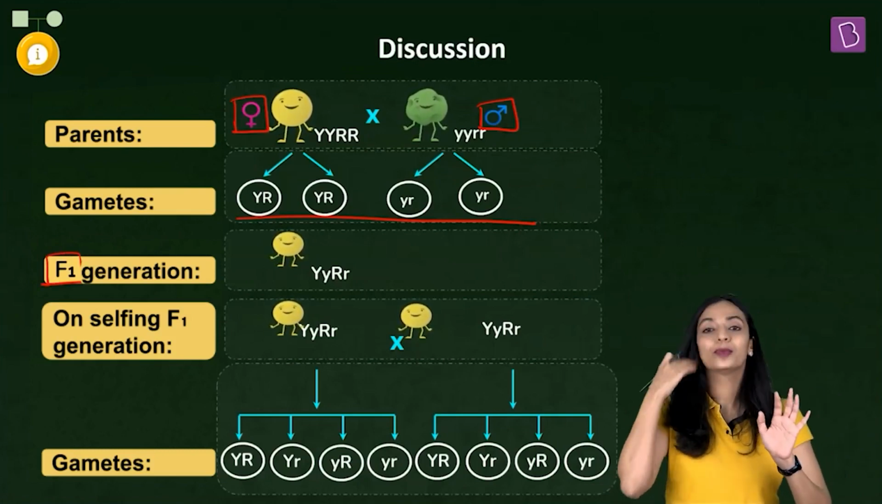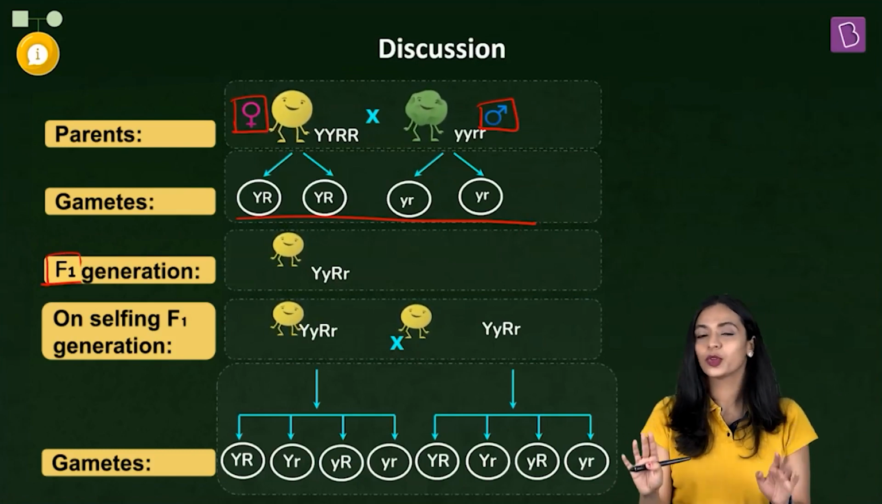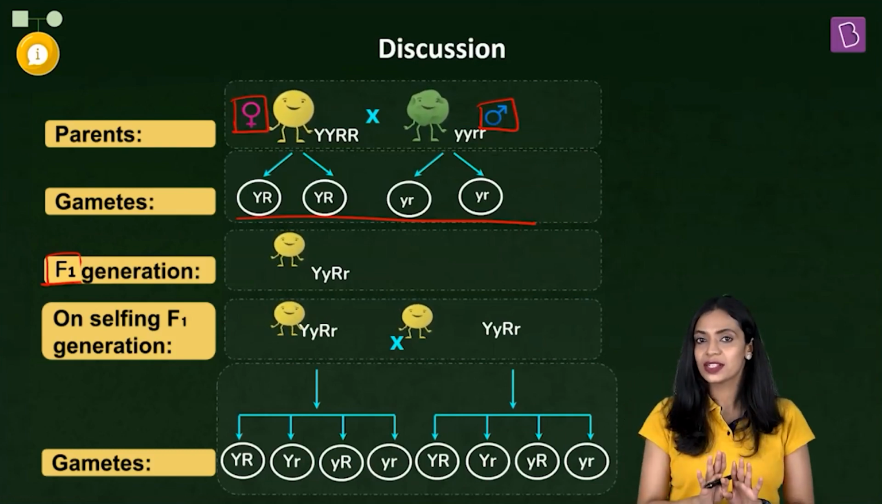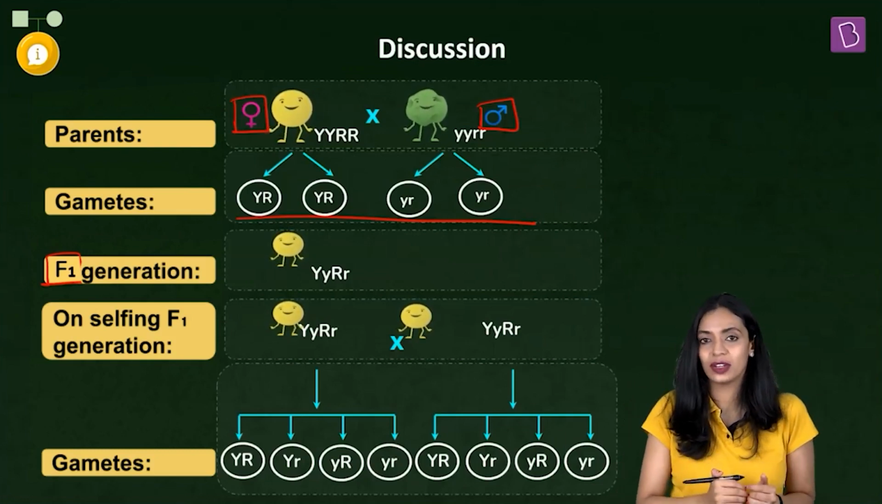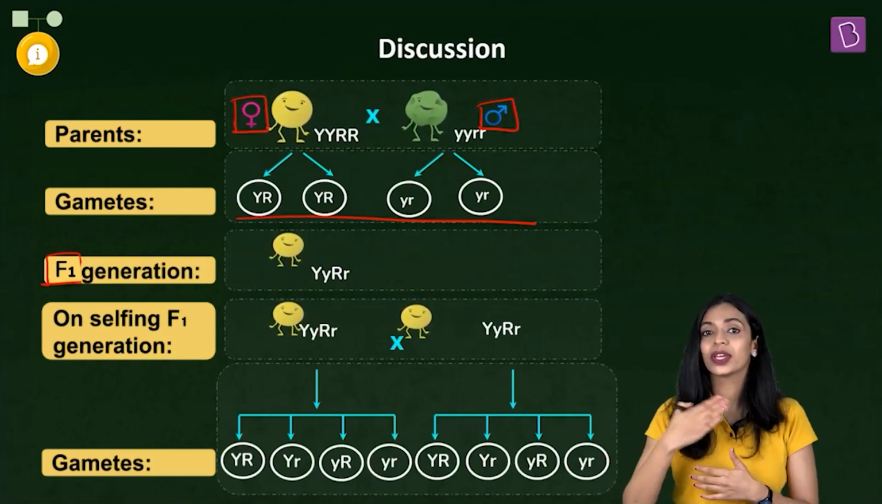So the two pure line parents are considered. One is homozygous for both characters, one is homozygous recessive for both characters, and the progeny that results from this cross is what we call the F1 generation. That is the first step in Mendel's dihybrid cross. Now what are we going to do next?